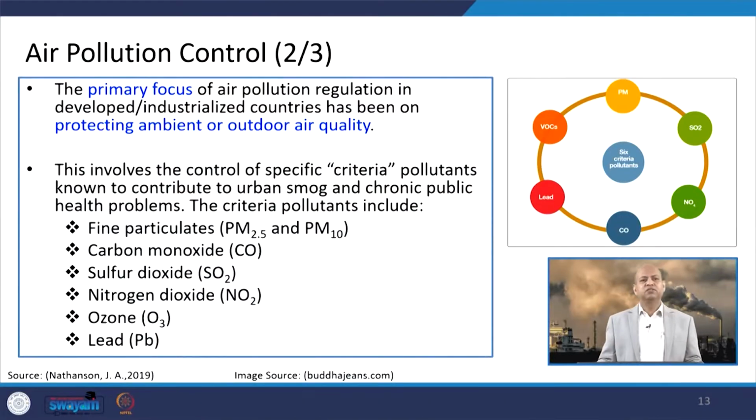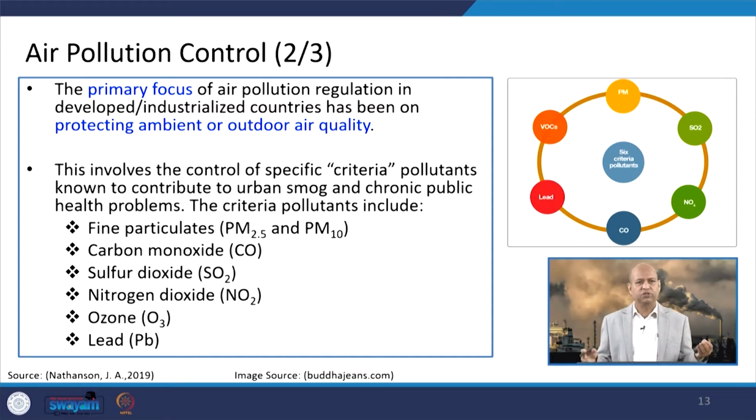emission sources. Okay. So, the primary focus of regulation in developed countries has been on protecting ambient or outdoor air quality. Otherwise, nowadays indoor air quality is also very important. We have studied the impacts of indoor air quality, so controlling indoor air pollution sources is also very critical nowadays. Earlier it was more on the outdoor side, so more technological interventions came into existence for outdoor and ambient air quality control.